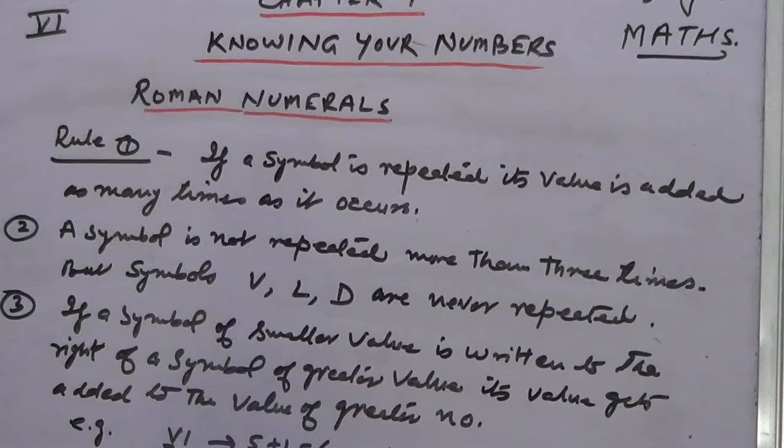Now we take one more example, L, X, V. L stands for 50 and we are adding a smaller value symbol X, which is 10, and again we are adding a smaller value symbol V, which is 5. So the value of this number is 65.